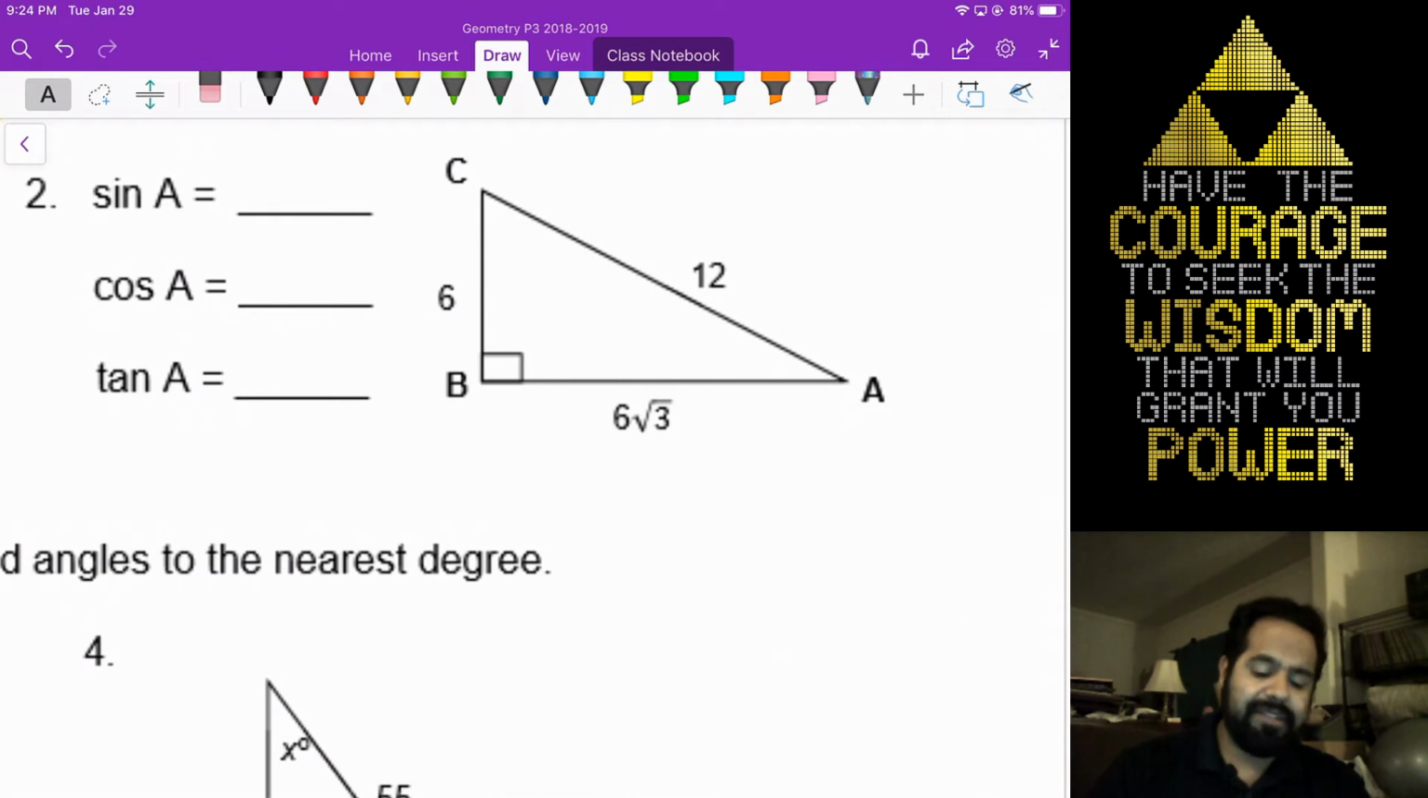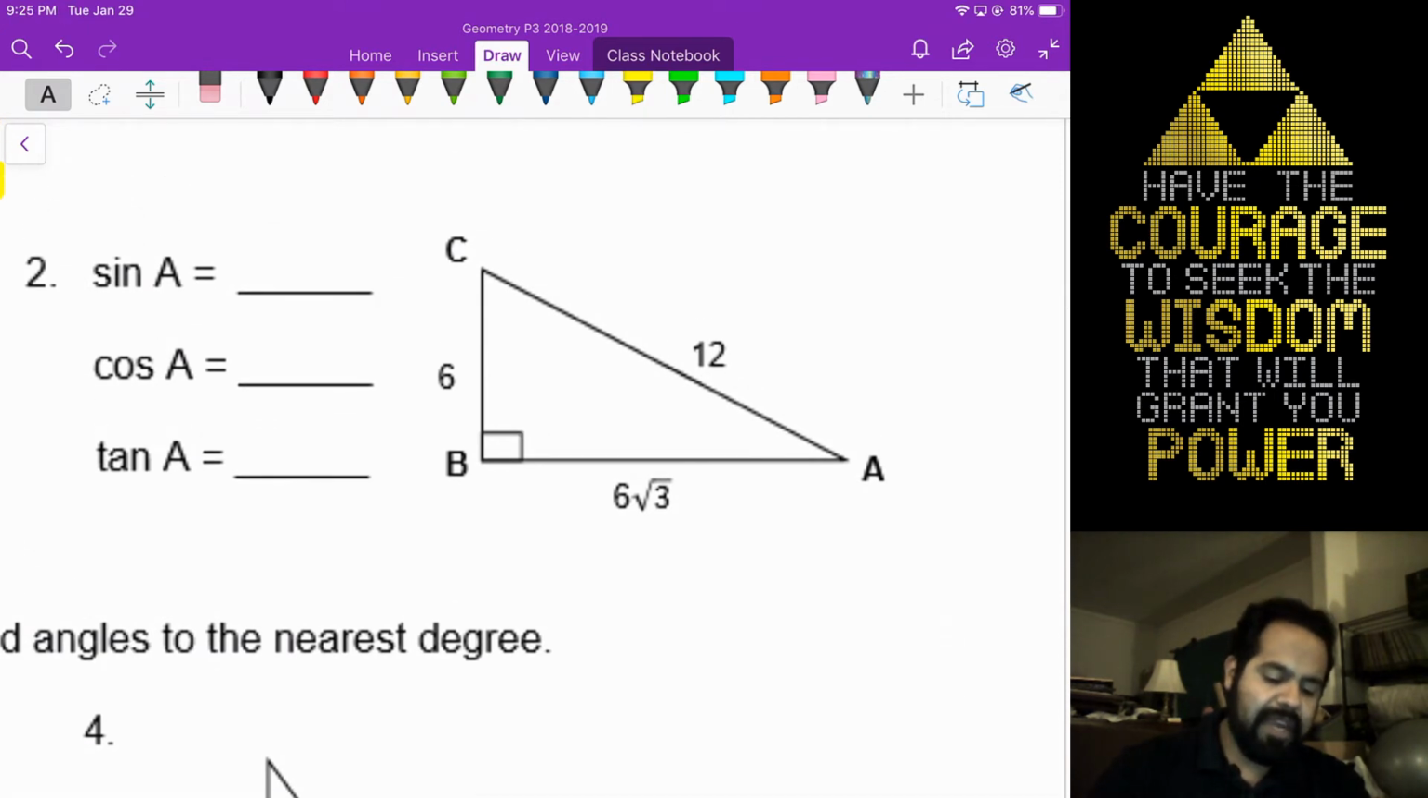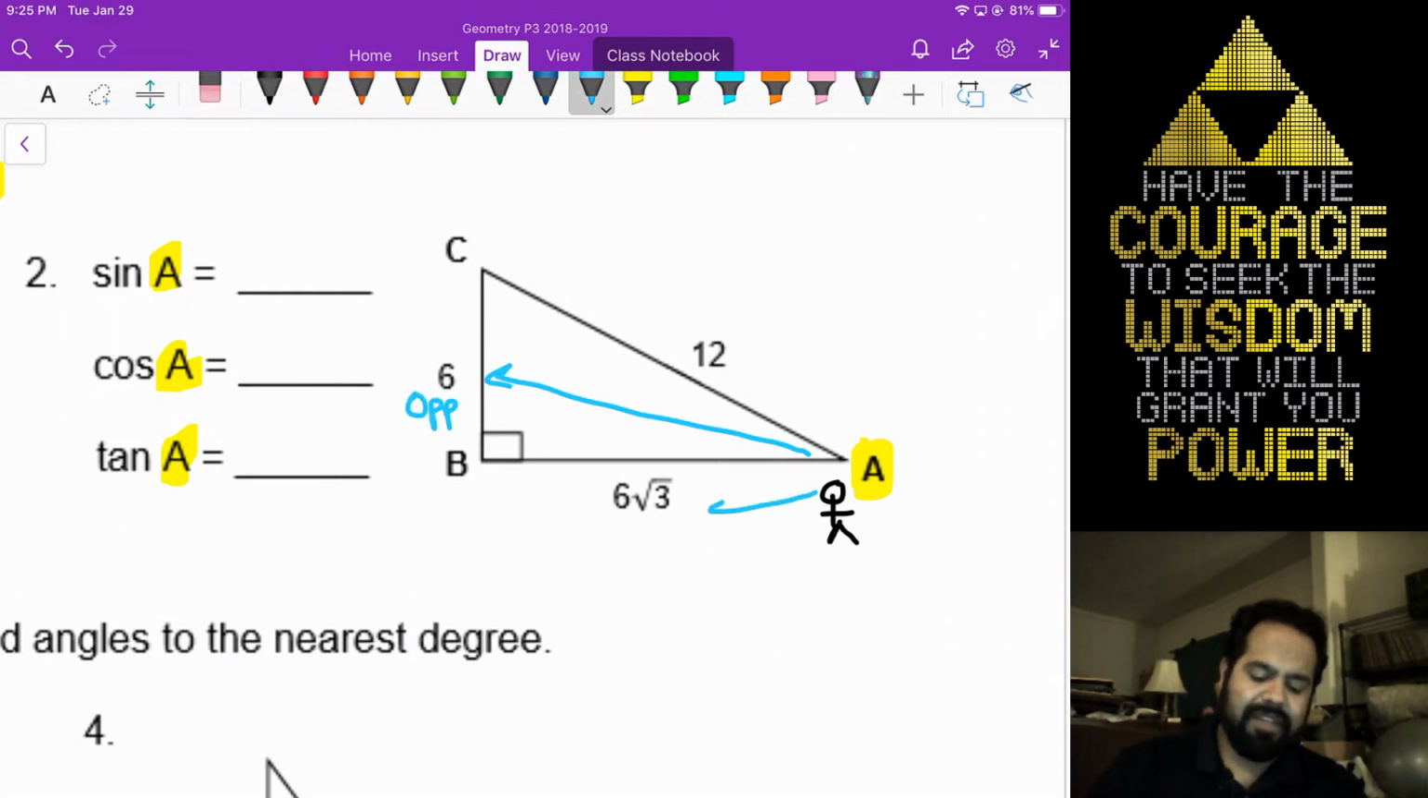So right here, it's the same thing. We're asking you to look at angle A. So here's our corner. So we're going to draw our little stick figure. Okay, so with respect to A, 6 is the opposite side. 6 rad 3 is adjacent. And I'm going to move that a bit.